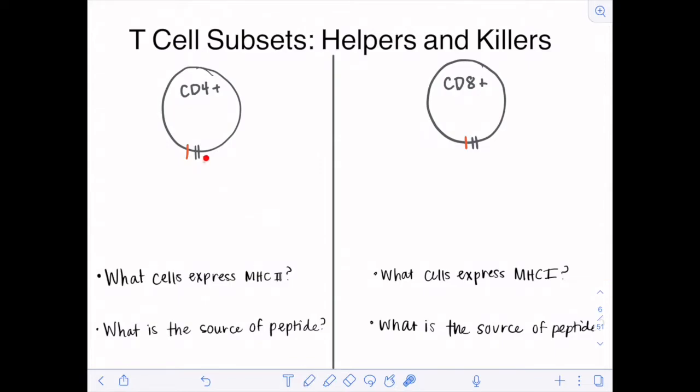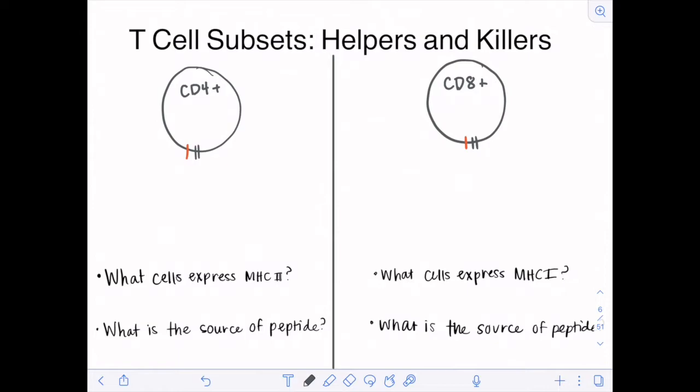So, every T cell is going to express a T cell receptor right here and right here, and a co-receptor shown in orange. And so this is where the CD4 gets its name, and this is the CD8. It's the co-receptor that's going to help the T cell receptor to interact with another cell. And that's what we're going to talk about here.